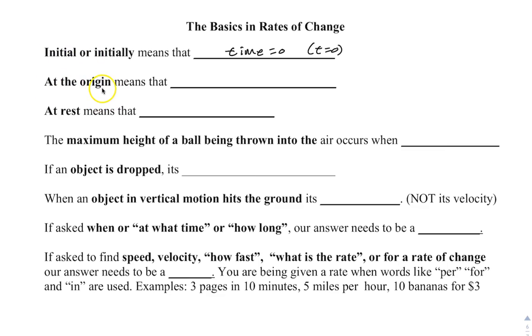So that's very important, right? Initially, initial, you just started, time equals 0. At the origin, that's a position question. Like, where are you at? That's position, so s of t generally. So position equals 0. That's the original function. At rest, so what does it mean to be at rest? It means you're not moving. Movement's velocity, so it means my velocity equals 0.